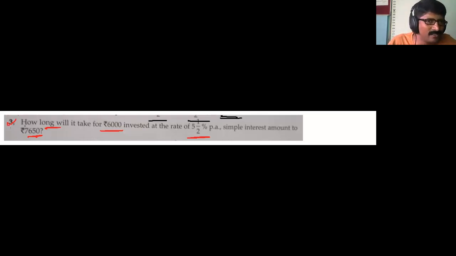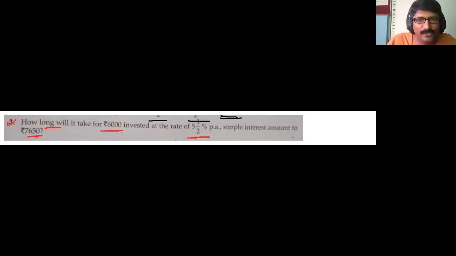Let's see, this is the third question. How long will it take for rupees 6,000? So what exactly is 6,000? That means principal is 6,000, invested at the rate of 5.5% per annum. So what will be this 5.5% per annum? Can you guess, guys? Yes, correct. You guessed it perfectly. So 5.5% per annum is the rate of interest.